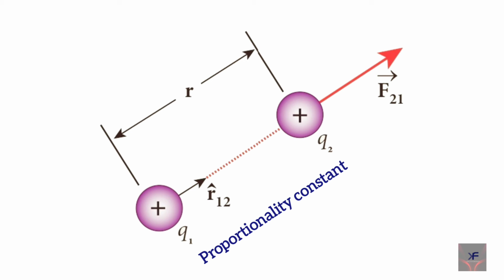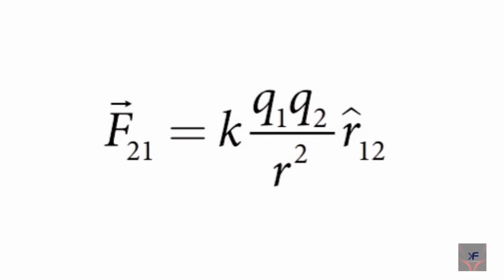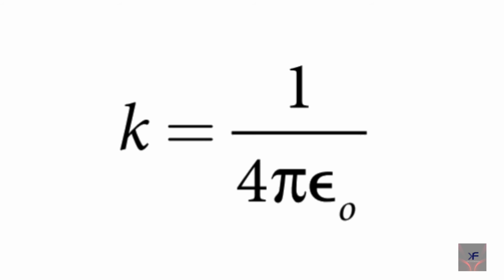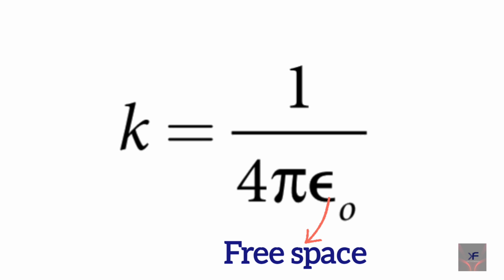So we can write the formula for calculating the force of the charged particles as F2,1 is equal to Q1 times Q2 divided by r squared. Since Q1 is acting over Q2, it is multiplied by the R1,2 unit vector. The whole setup is in vacuum space. So we multiply by the electrostatic force constant or proportionality constant K, where K is 1 divided by 4 pi epsilon naught, where epsilon naught indicates free space.